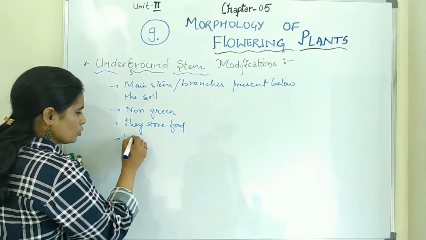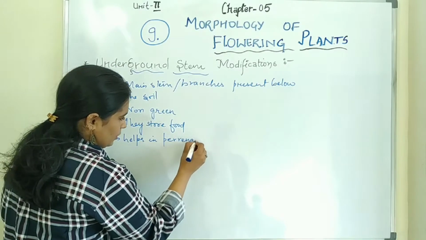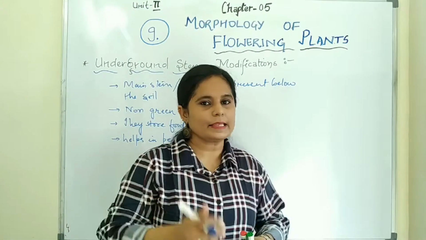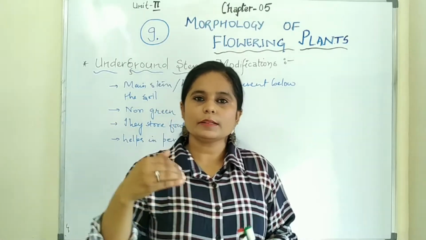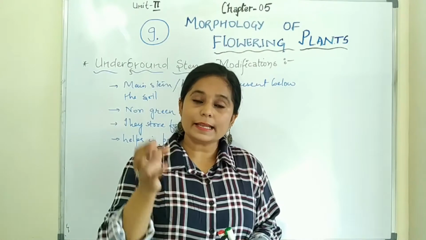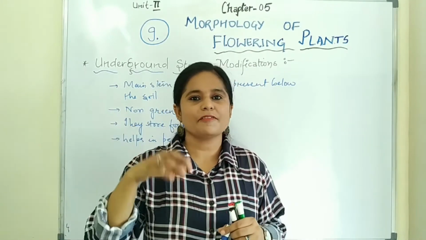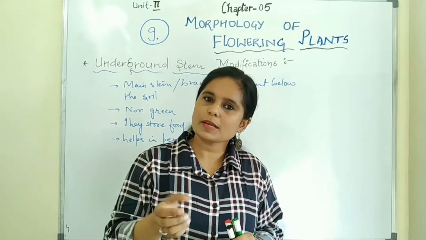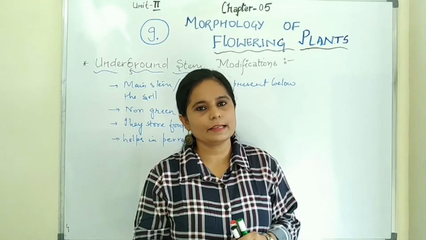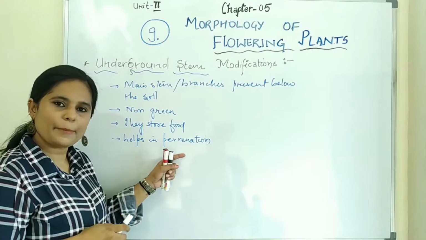Next, they also help in perennation. Perennation means that when there is an unfavorable condition, the aerial stem will die and shed off. Then this underground stem will wait for the next favorable condition, and as soon as the favorable condition occurs, the underground stem will again develop the aerial stem. Such a phenomenon is known as perennation.